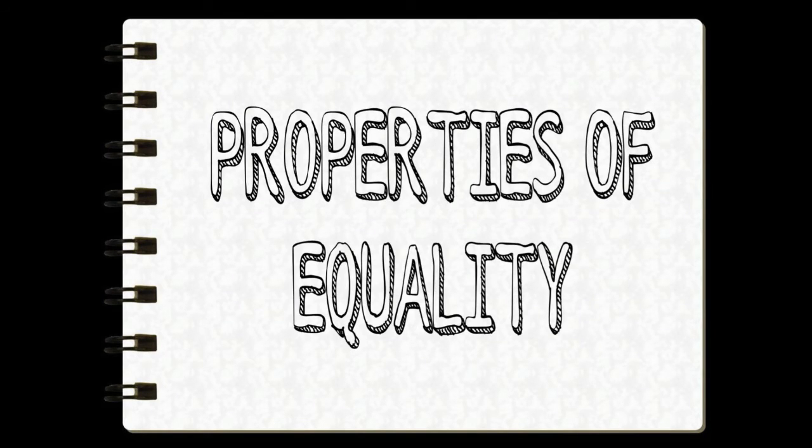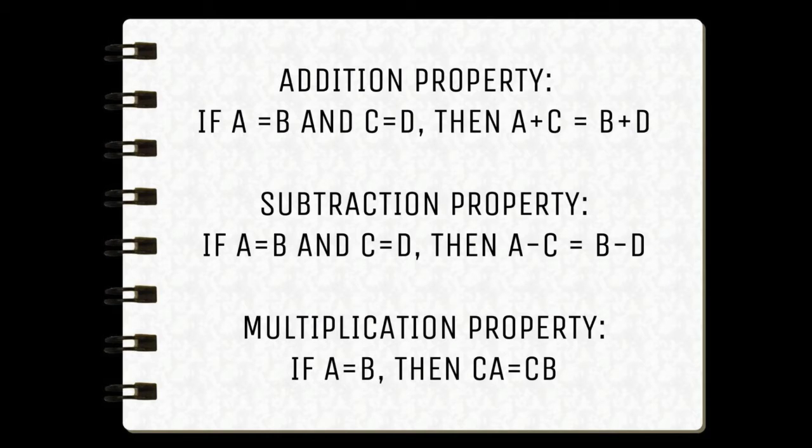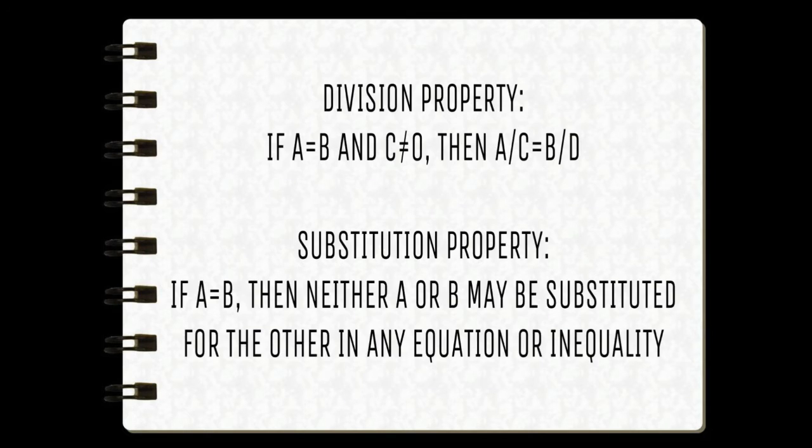Properties of equality. Addition property: if A equals B and C equals D, then A plus C equals B plus D. Subtraction property: if A equals B and C equals D, then A minus C equals B minus D. Multiplication property: if A equals B, then CA equals CB.